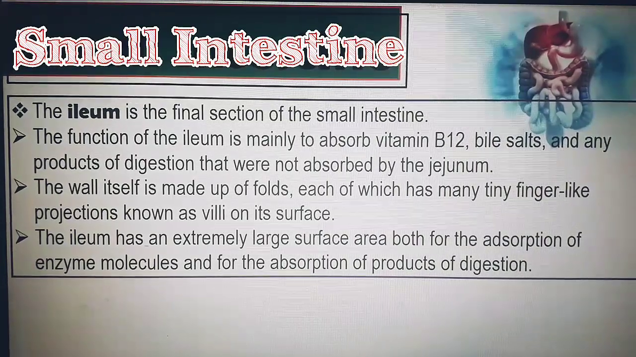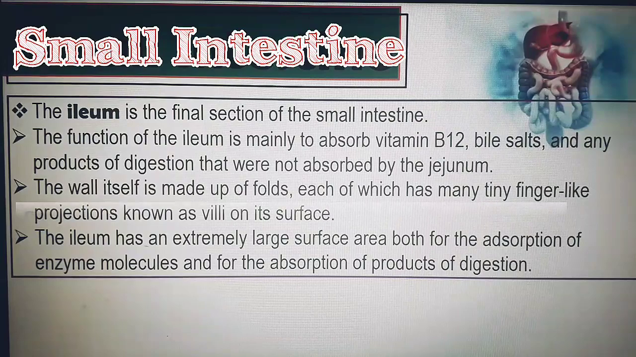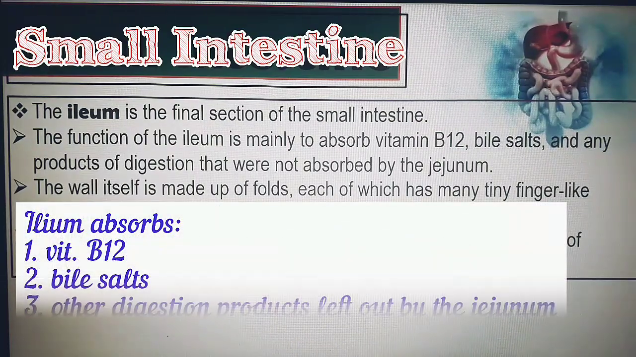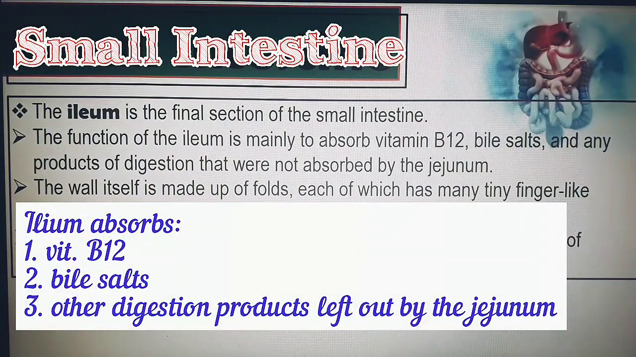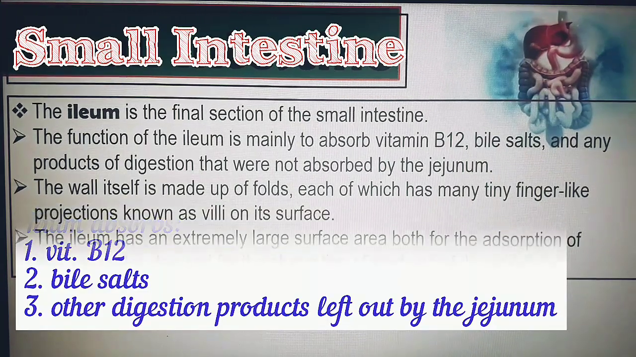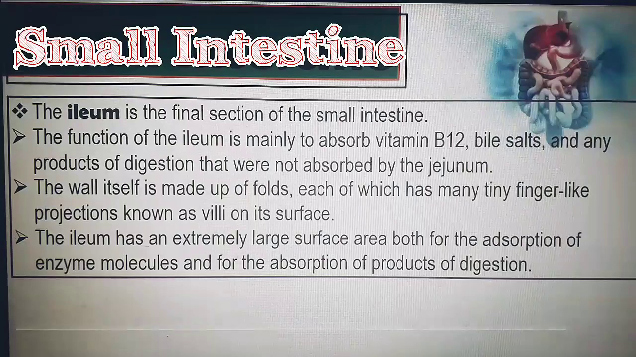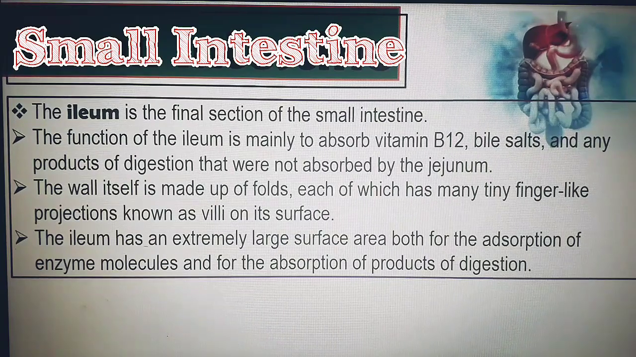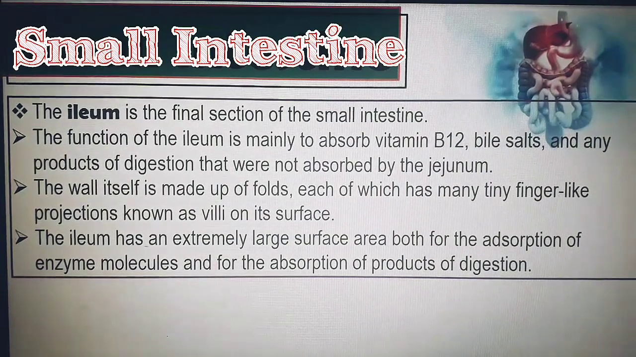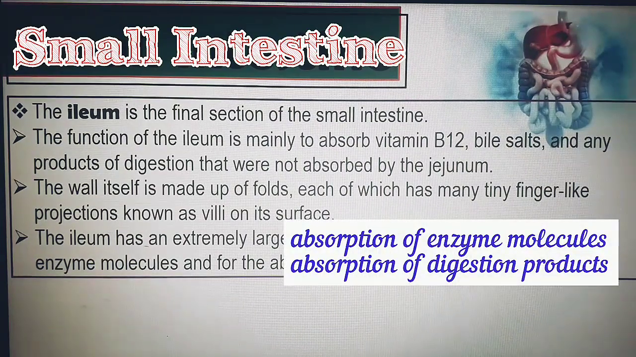Finally, the ileum. The ileum is the final section of the small intestine. The function of the ileum is mainly to absorb vitamin B12, bile salts, and any products of digestion that were not absorbed by the jejunum. The wall itself is made up of folds, each of which has many tiny finger-like projections known as villi. The ileum has an extremely large surface area for the absorption of enzyme molecules and for the absorption of products of digestion.